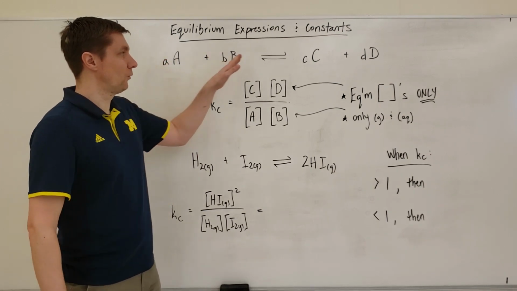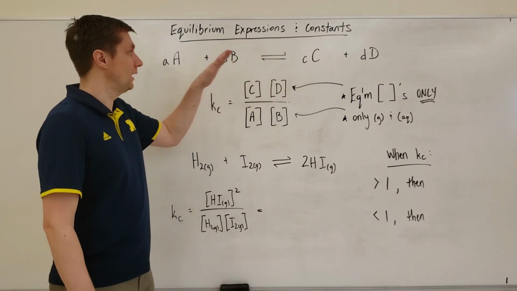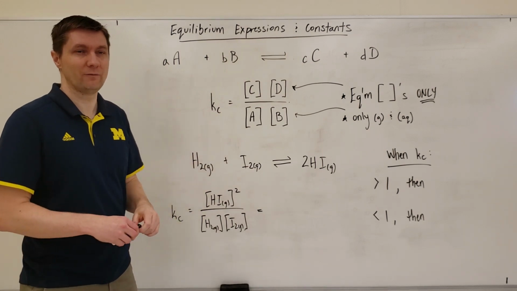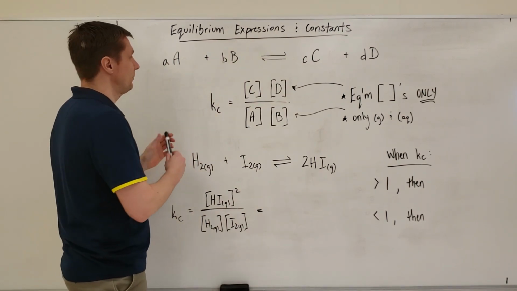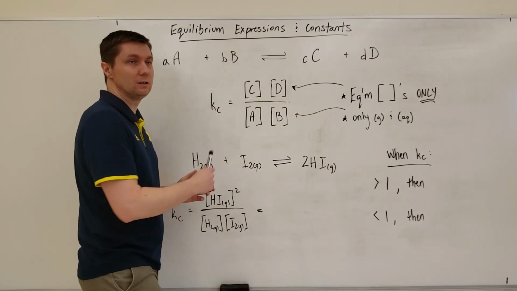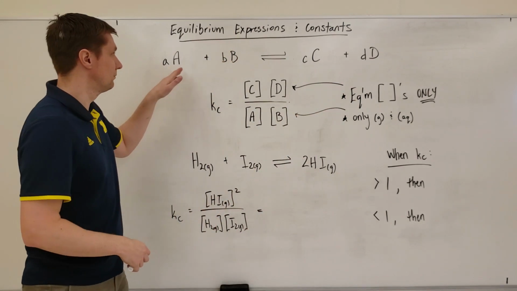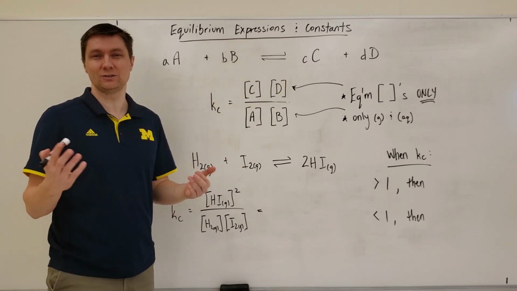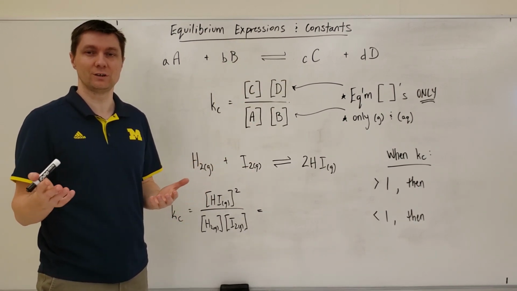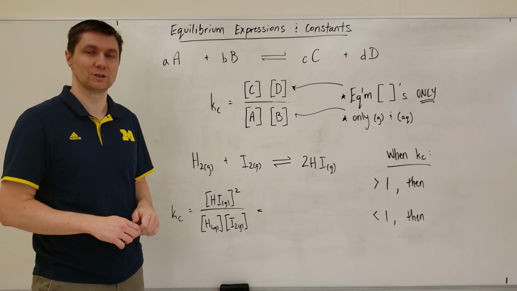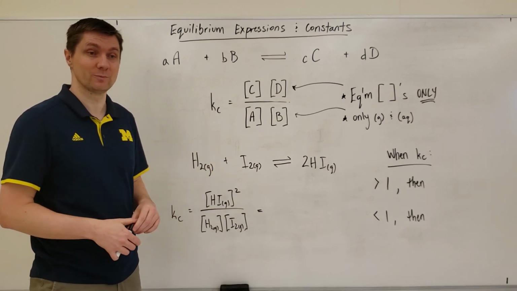So if I have a generic chemical reaction like this one up here at the top, let me explain what this means a little bit. I've got reactants A and B reacting to make products C and D. Now you can see there are some little letters in front, and all that represents is whatever the coefficient is in front of each of those substances when the reaction becomes balanced.